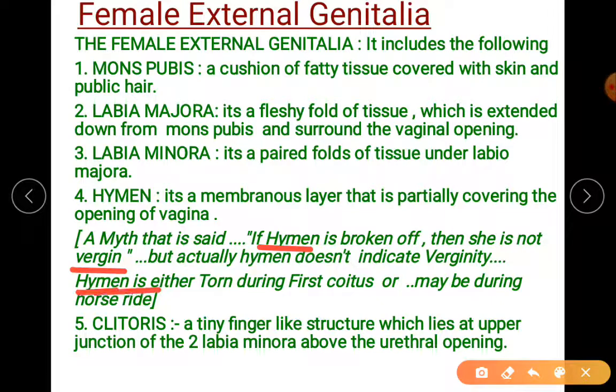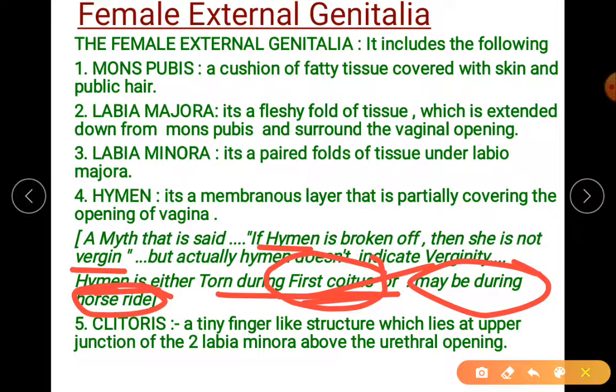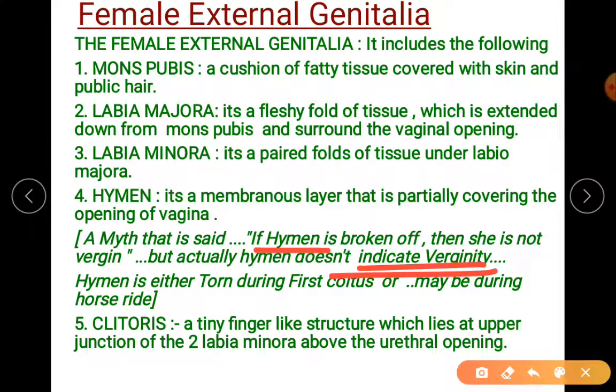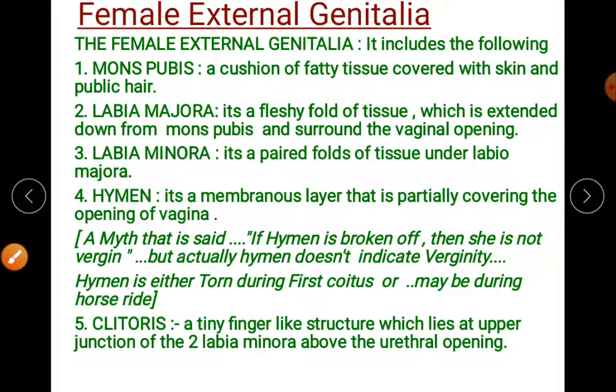The hymen can be broken in two ways. During the first coitus, that is during the first sex, that is when the hymen gets broken. Yes, this is the time she loses virginity. But what about the time during the horse ride? She is not losing virginity there. It is an accidental cause. So we are saying it may be due to the horse ride. That's why we say if the hymen is broken, it is not talking about virginity at all. So there are both cases. Let us not take that myth into consideration very seriously. It is only a myth, a belief, which is more clearly told in a scientific way.